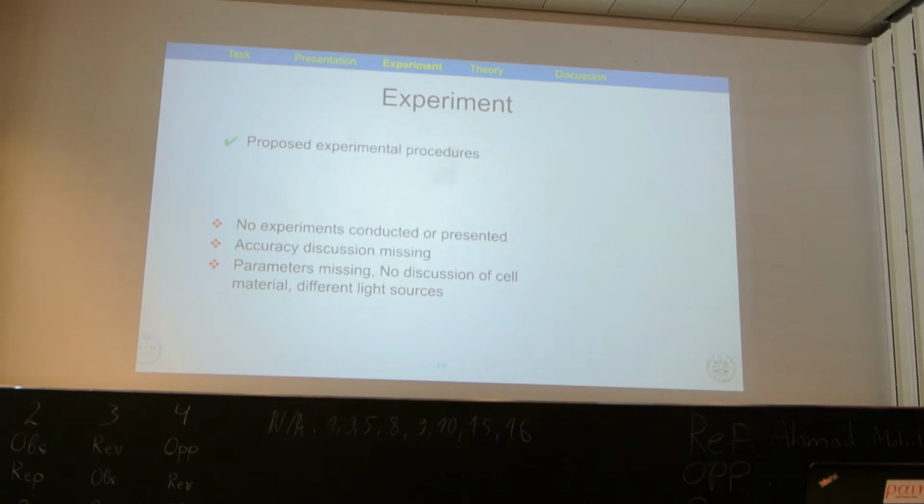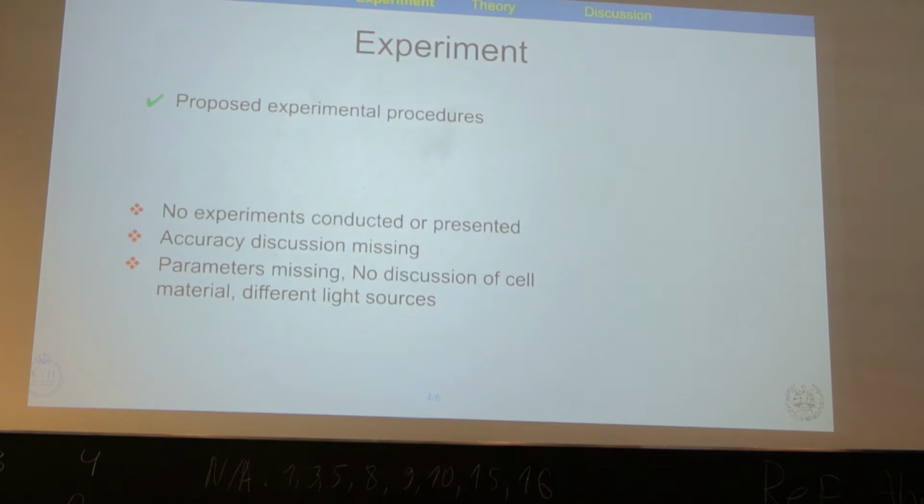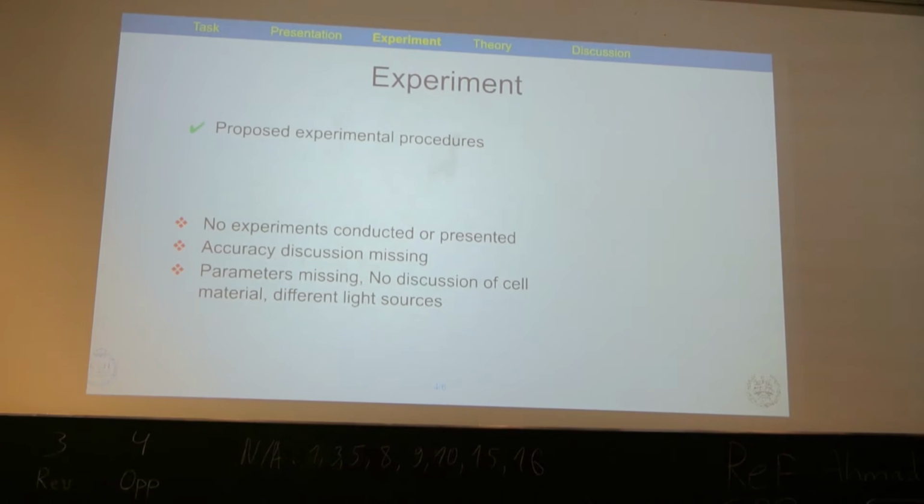For the experiment, the good part was that something was proposed, but the bad part was that the task was not fulfilled, in that we didn't see any implementation of this proposed method. Also, with that comes that there was no discussion on the accuracy, or on what parameters might be relevant. Were there any limitations, what kind of light sources can I actually characterize with this, what are the limits, or how accurate can I get?